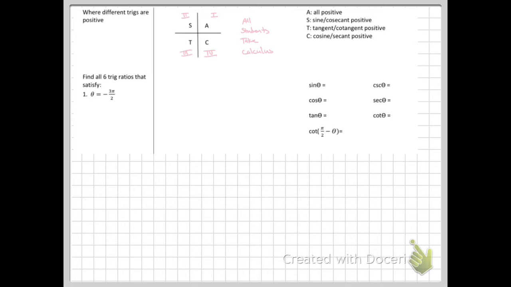So we are going to find all 6 trig ratios that satisfy theta equals negative 3 pi over 2. Remember that video not too long ago when I told you we were staying in quadrant 1, but we won't be staying in quadrant 1 for long? Now we are officially out of quadrant 1. So first you need to figure out where negative 3 pi over 2 is. So maybe you want to convert it to degrees. Maybe you can figure it out without doing that. See if you can find the point on, remember this is always a circle, but we don't draw the circle. Find the point that would represent negative 3 pi over 2.